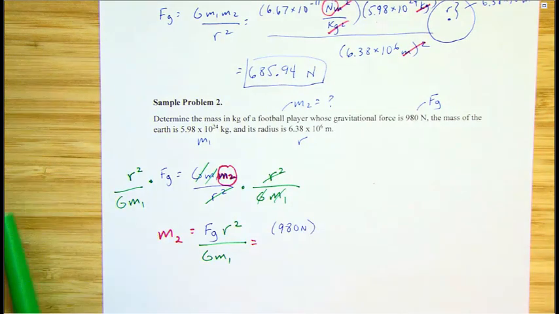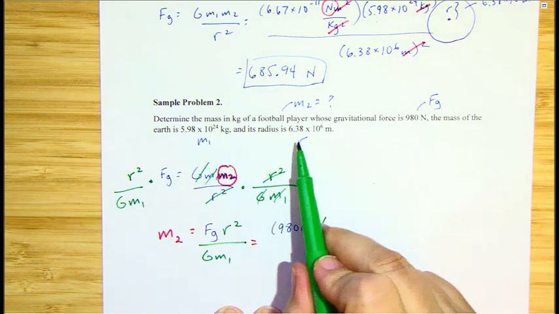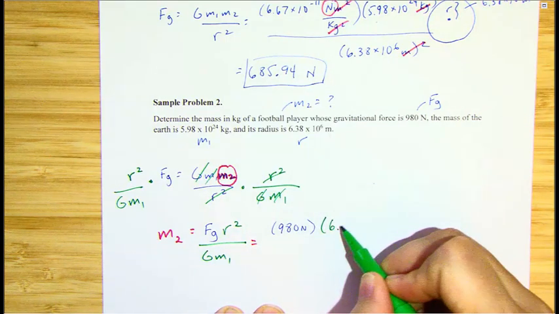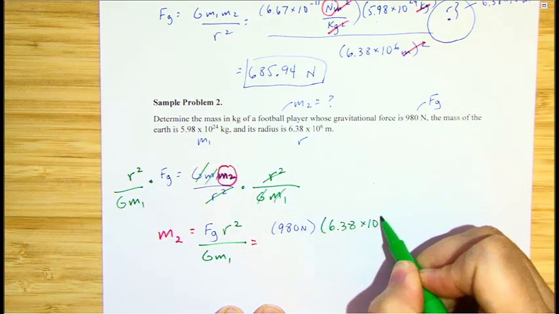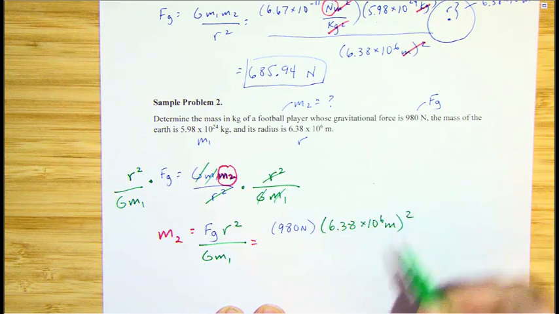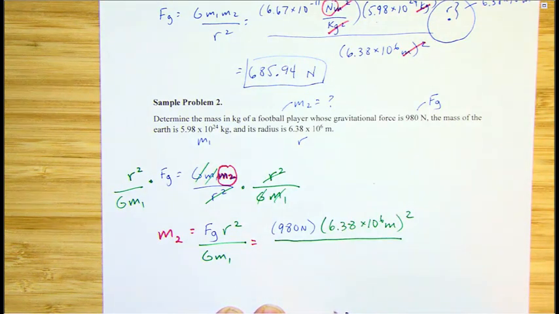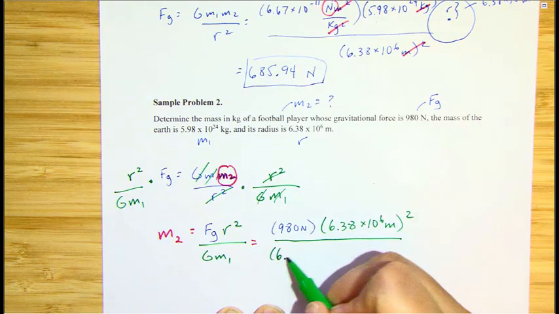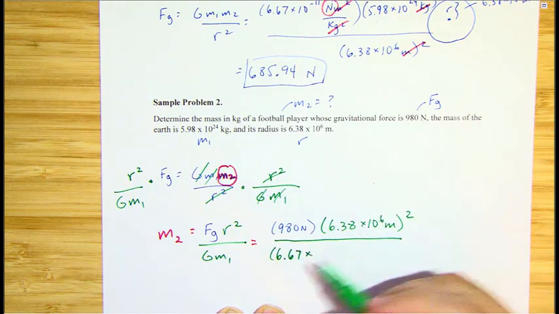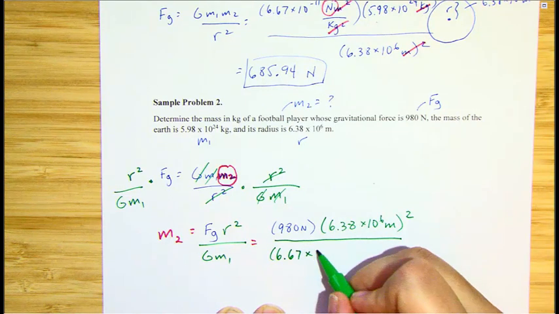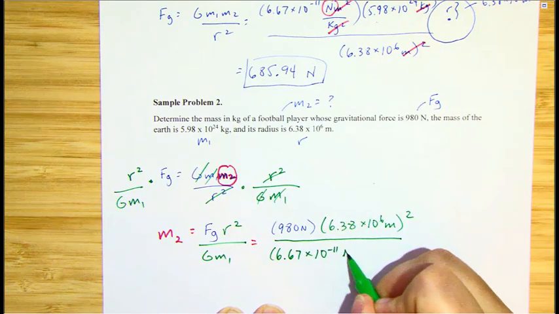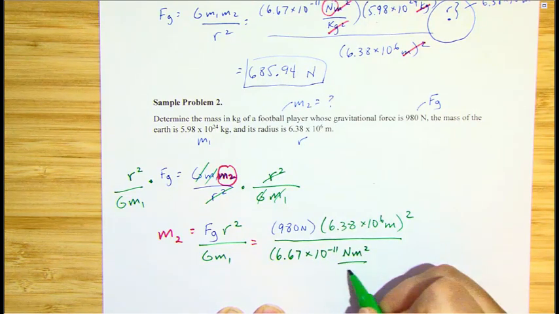R squared, R is 6.38 times 10 to the 6 meters. And of course, because it's R squared, we're going to square that. All divided by capital G, which again is a constant that you just need to be able to use: 6.67 times 10 to the negative 11 newtons meters squared per kilogram squared.